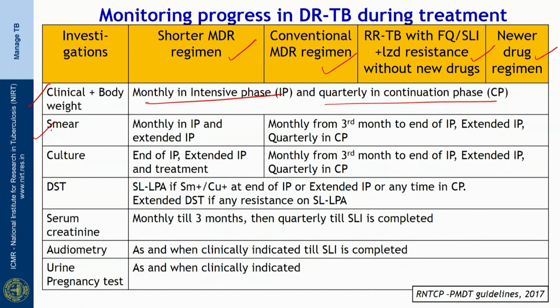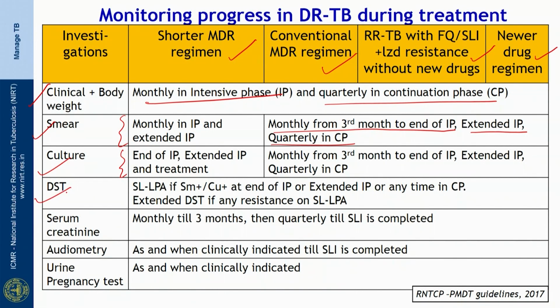The smear in case of a shorter MDR regimen is done monthly in the intensive phase and at the extended intensive phase. Whereas for the conventional and for the other regimens, it is monthly from the 3rd month to end of IP or extended IP, and once in 3 months in the continuation phase. The culture is also done at similar times where the smear is done for the patient.